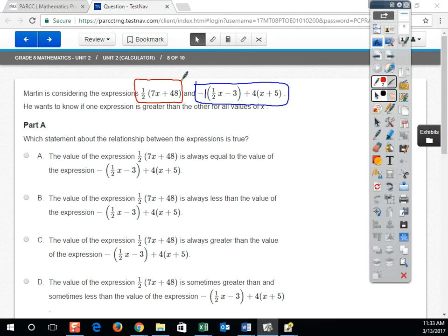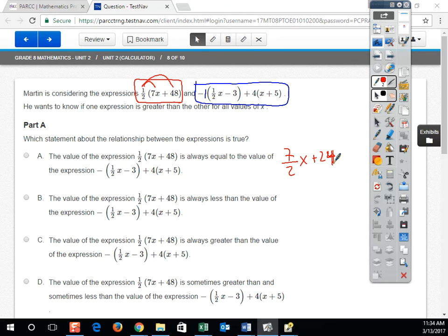Which statement about the relationship between the expressions is true? A. The value of the expression 1/2 times the quantity 7x plus 48 is always equal to the value of that. Well, that is a possibility. I think what we're going to have to do here is simply simplify these to their lowest terms. So what is 1/2 times 7x? Well, 1/2 times 7x is 7 over 2 x. 1/2 times 48 is going to be plus 24.